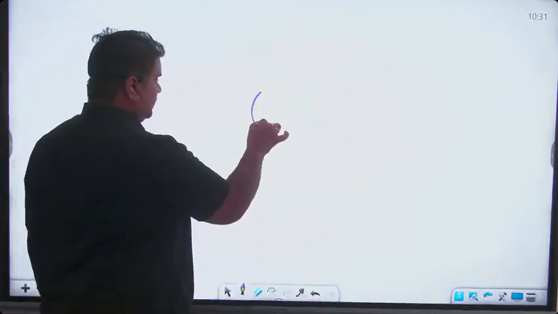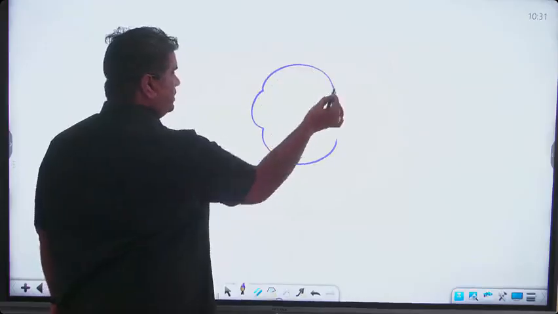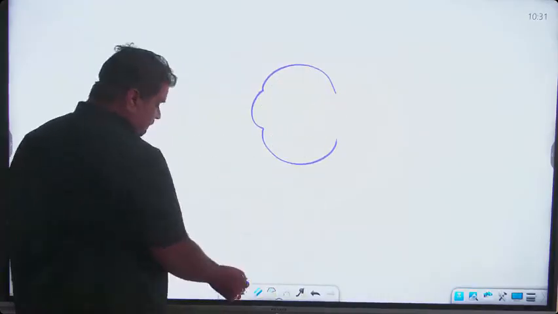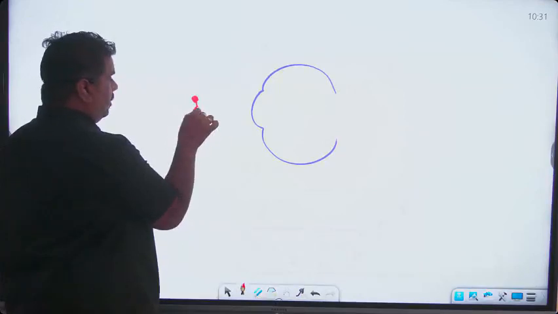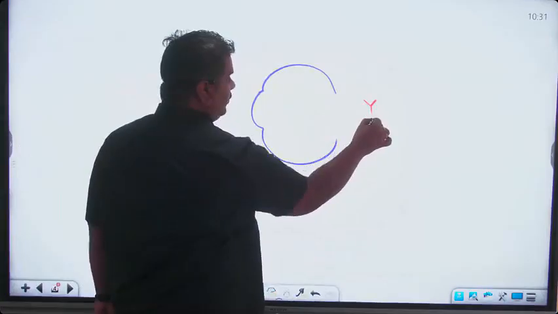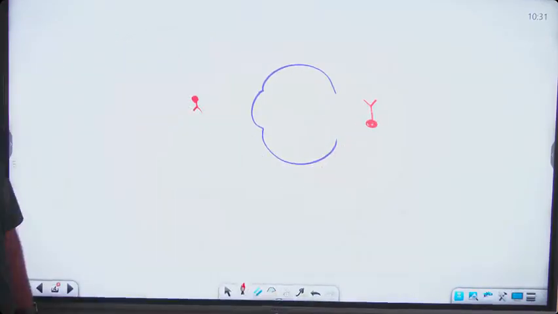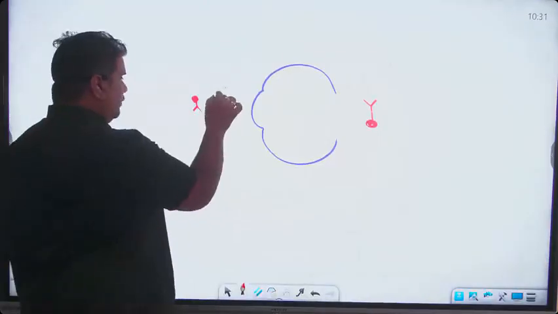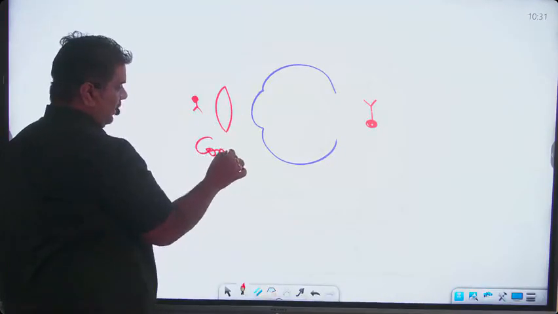At the same time, suppose you're talking about a person who has long sight. In the case of a person with long sight, the image is supposed to be formed on the retina, but for him, the image is formed somewhere behind the retina. For correction, what do we do? We place a convex lens here.